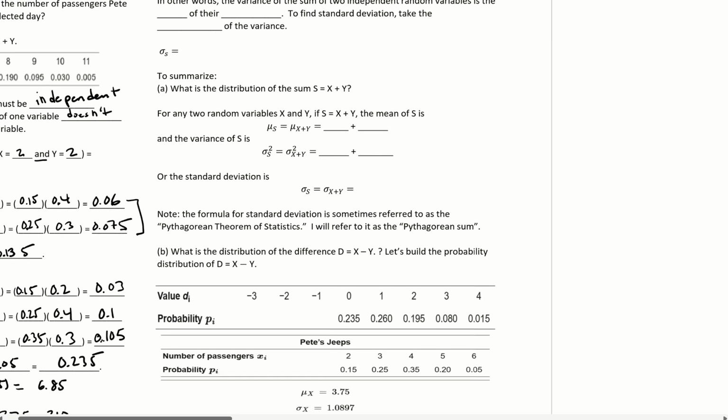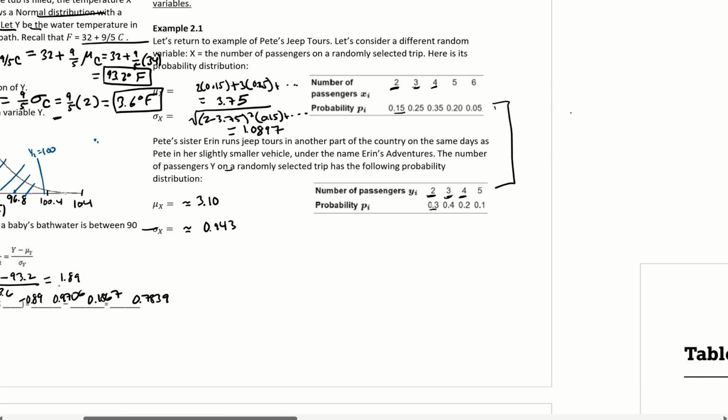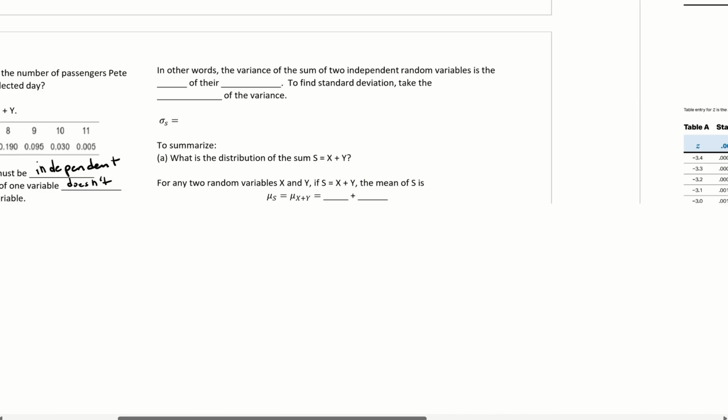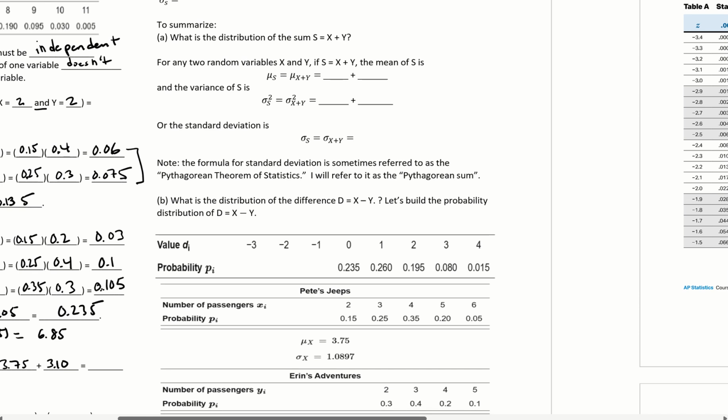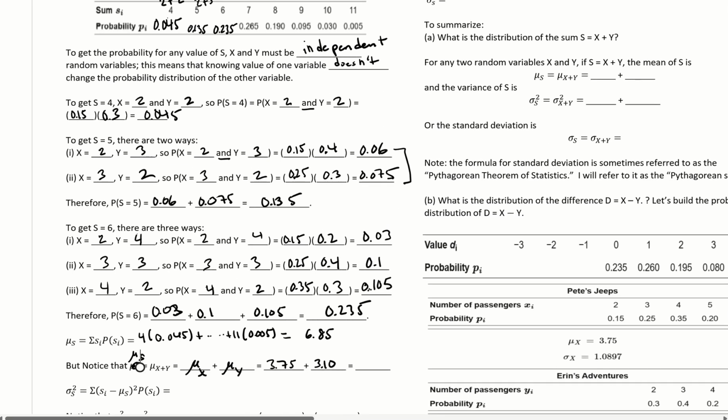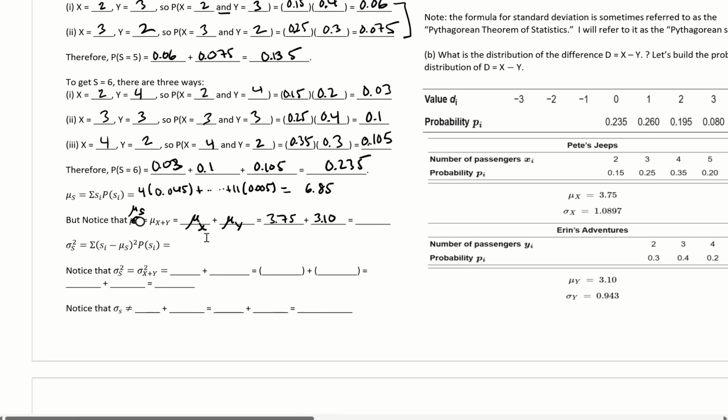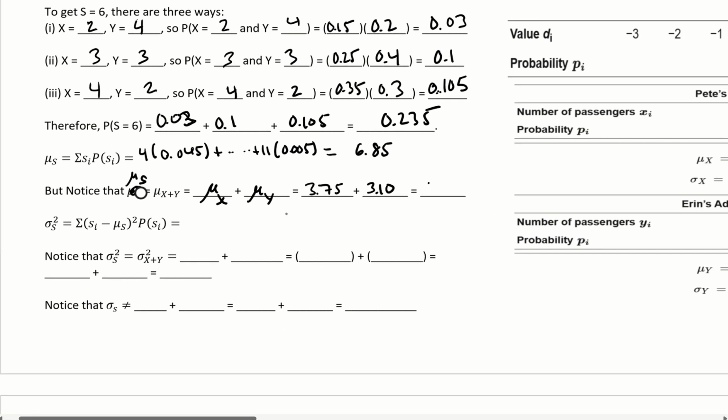Was it in that order though? Let's see, 3.75. Yeah, 3.75 and 3.10. So the Aaron's was the smaller amount. Okay. All right. So that's what we have, and then you get 6.85. All right. So now we know a shortcut. Just add the averages for the two separate ones, and you get the result.